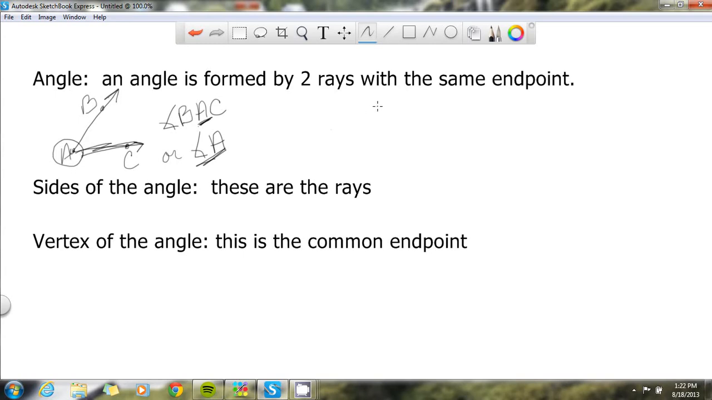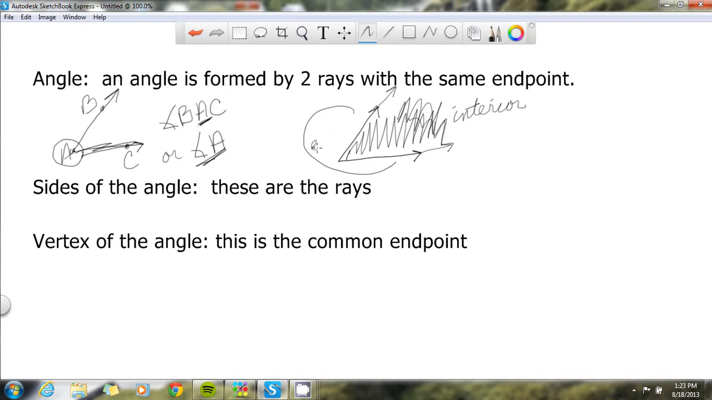Angles have interiors and exteriors. This angle, for instance, the interior of the angle is all in here. Now, keep in mind, these arrows say that this ray goes on forever and ever. So this is the interior of the angle, inside the angle. That of course makes all of this out here the exterior. So we've got two regions formed by the angle itself.